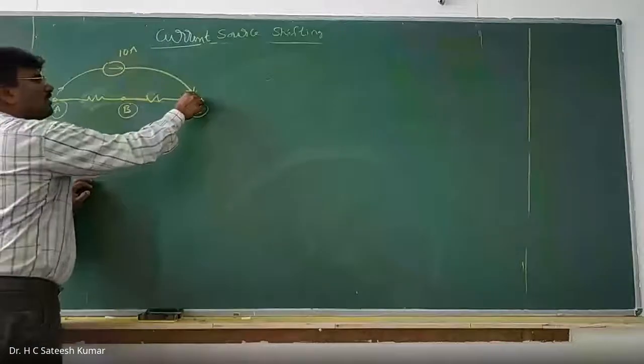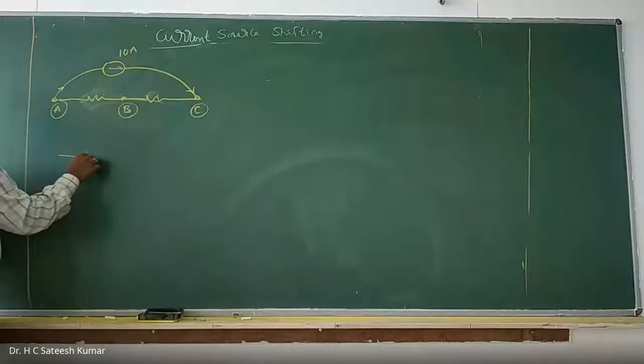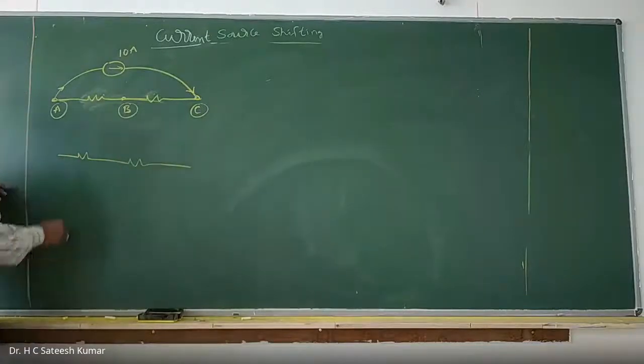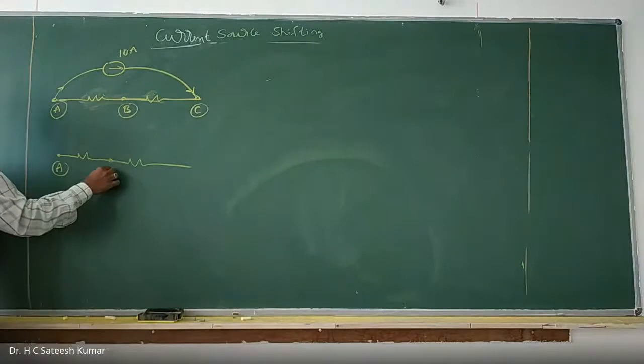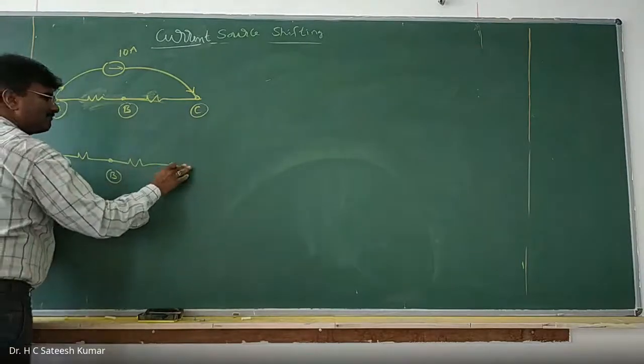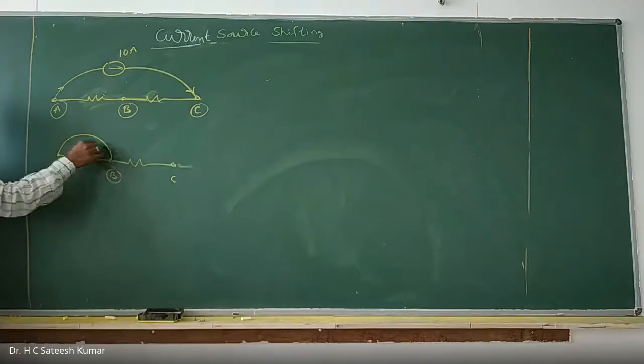Now, I should not disturb the KCL at this point. I'll modify it. Observe here. I'll take this point as A, this point as B, and this point as C. Okay, 10 amps, I'll write it this way.